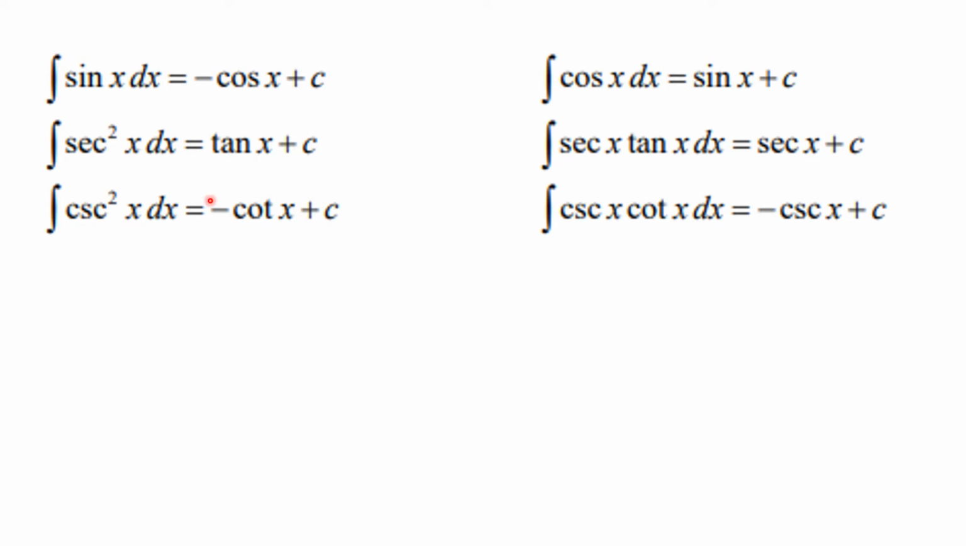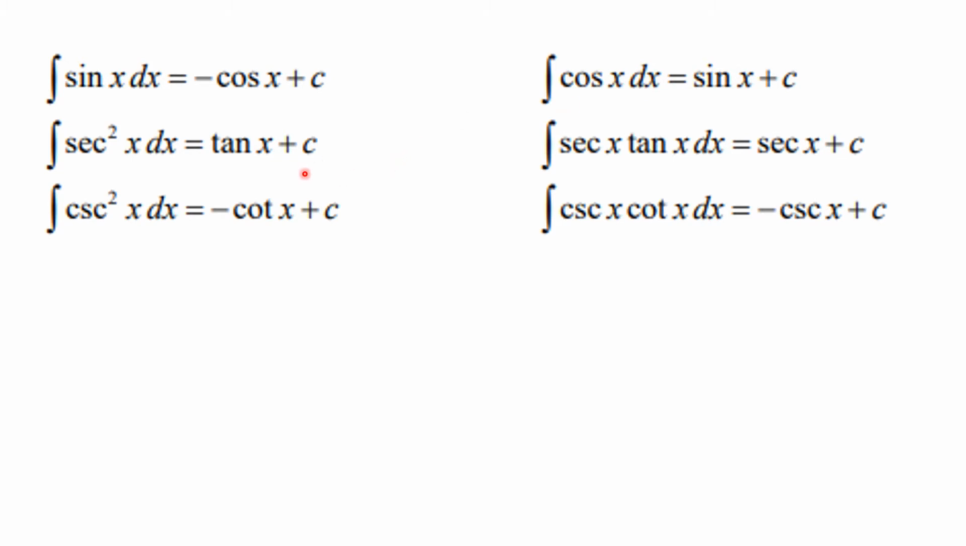So let's remind ourselves of the trig functions. If we differentiate the cosine, we get the sine. But that means when we take the antiderivative of sine of x dx, we get the negative of the cosine of x plus c. If we take the derivative of the sine of x, we get the cosine of x. So the indefinite integral of the cosine of x dx is equal to sine of x plus c.